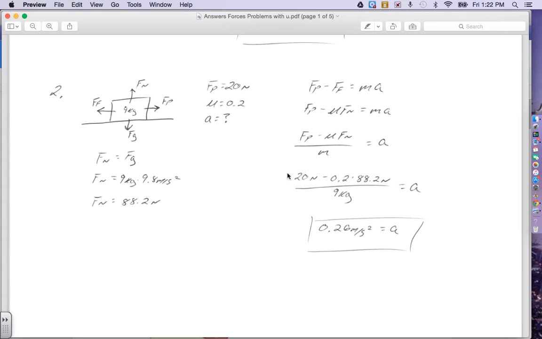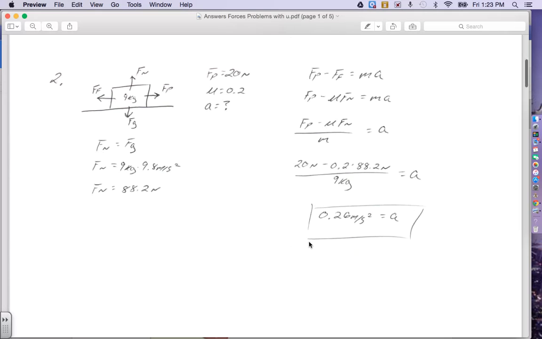Now I can plug in my numbers. I know the force of push, 20 newtons, the coefficient of friction was 0.2, the normal force we solved was 88.2 newtons, and the mass in the bottom is 9 kilograms. All of that's going to equal the acceleration. So when I plug that into my calculator, I get 0.26 meters per second squared for acceleration.